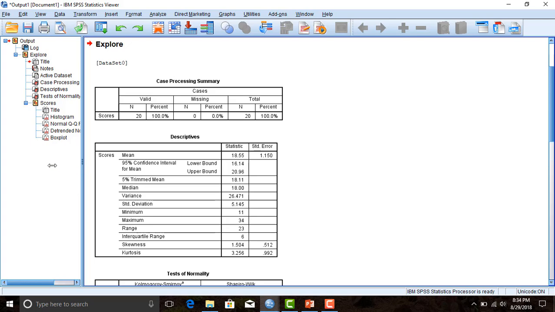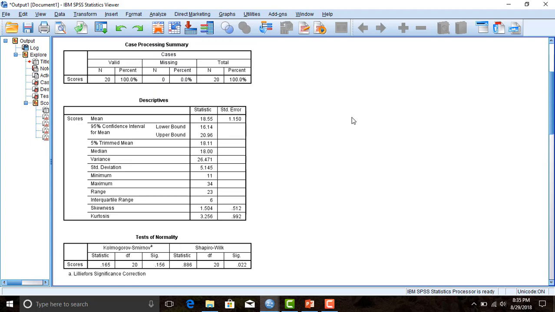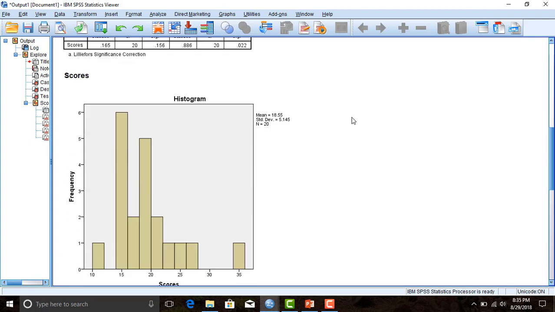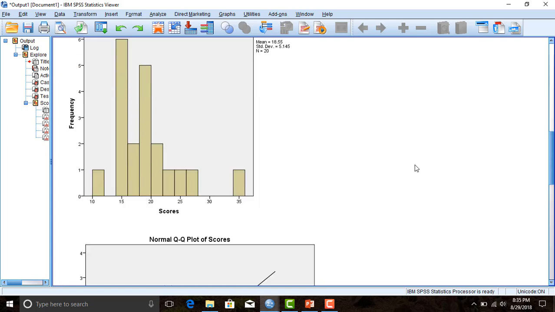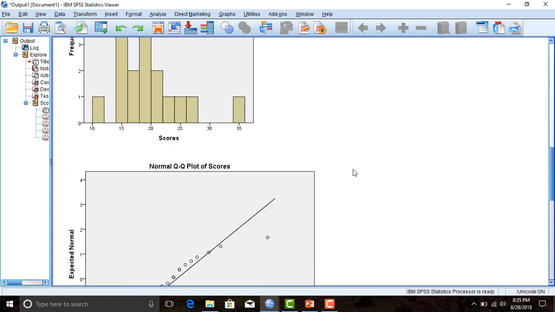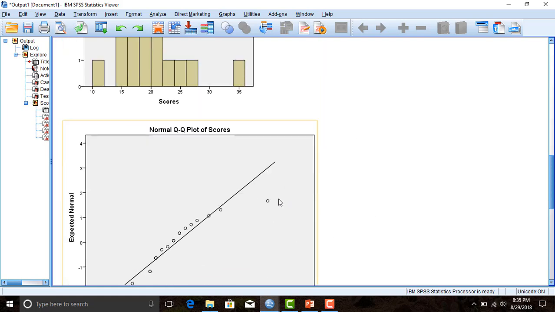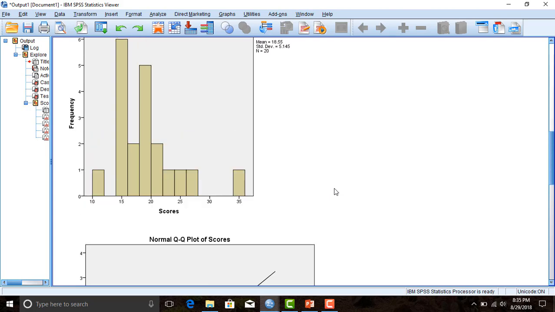There we go. So we had 20 scores, and if we scroll down, you again will see your histogram. That doesn't look very nice. Looks like it might be a positively skewed distribution. Here's your QQ plot. I would probably go with non-normal, because look how far this one is from that line. Again, that's consistent with a skew. This big 35 out here is likely that value there, driving there.